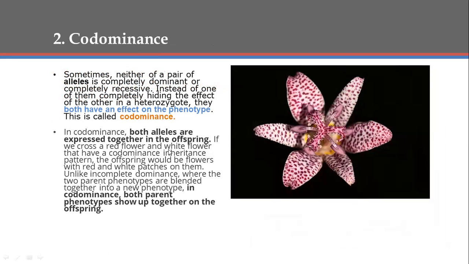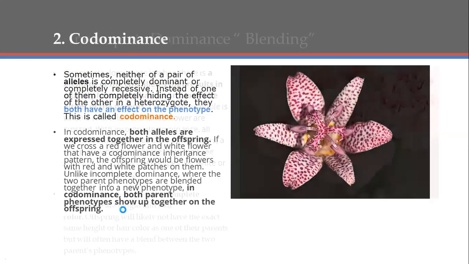If we cross a red flower and a white flower that have a co-dominance inheritance pattern, the offspring would be a flower with red and white patches on it. Patches, huh? Not an intermediate color, unlike incomplete dominance, which we will see now. In incomplete dominance, the two parents' phenotypes are blended. Blended is the keyword, together into a new phenotype. In co-dominance, both parents' phenotypes show up together on the offspring.